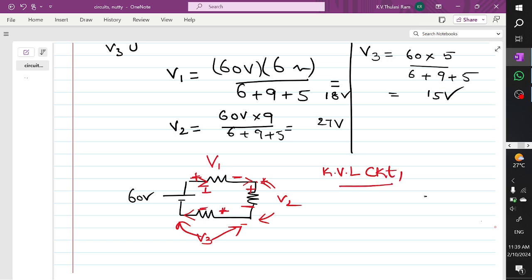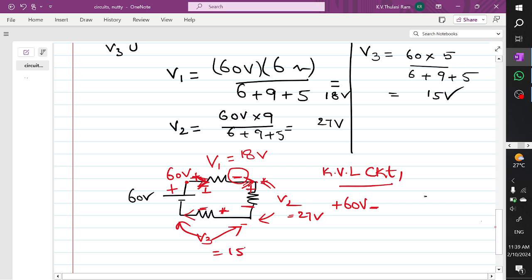When you apply the Kirchhoff's voltage law, the current is leaving. What is the voltage at this point? We have 60, and what is the polarity? We have positive. Okay, plus 60 volts minus. You see here the current is leaving. Whenever the current is leaving, what is the leaving polarity? We have minus. You have to write down I into R, which is already performed. And what is the value of V1? Which is 18 volts, V2 is 27 volts, and this is 15 volts minus 18 volts.